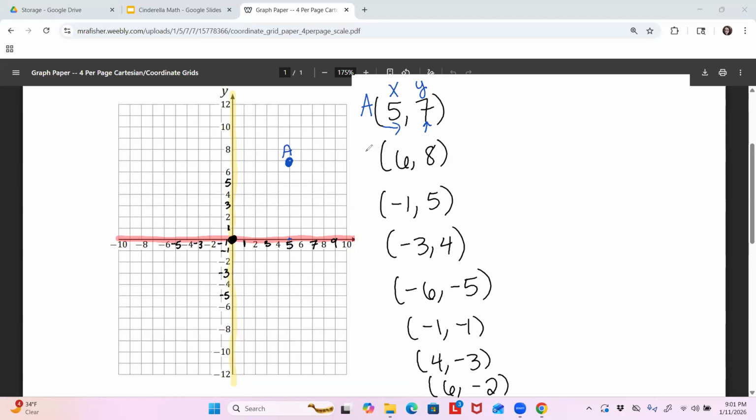Let's try the second one. I'm going to call this point B. We're going to go from that origin right 6. Why are we going right? Because it's positive, and positives go to the right on the x-axis. 1, 2, 3, 4, 5, 6. And then we're going to come up because this is our y value, 8, and we're going up because that 8 is positive. 1, 2, 3, 4, 5, 6, 7, 8.